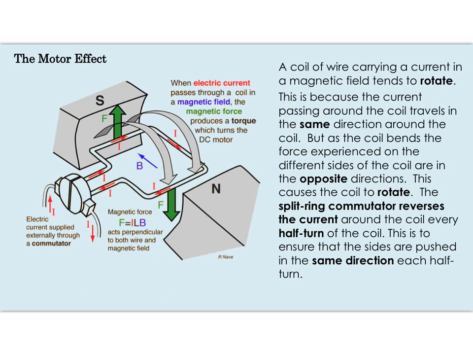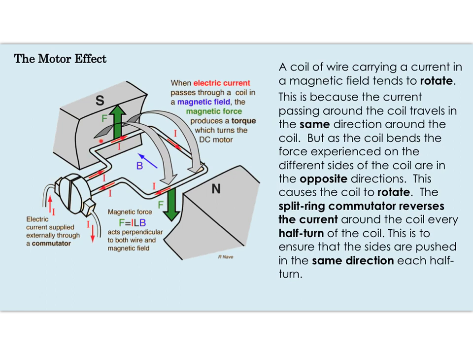Now, one of the key features of an electric motor is this bit here, which we call a split ring commutator, and that reverses the current around the coil every half turn. The reason it wants to reverse the current around the coil every half turn is to ensure that the motor keeps spinning in the same direction.